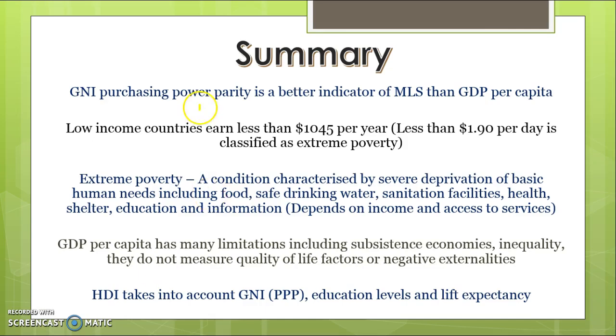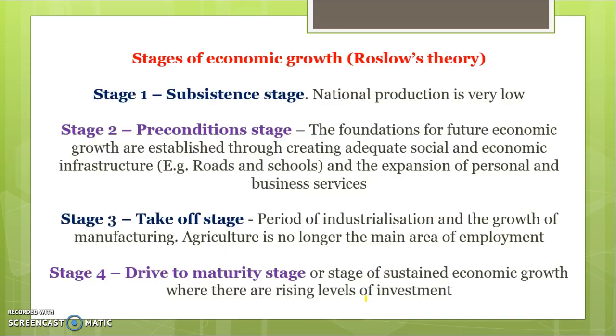Summary: GNI purchasing power parity is a better measure and indicator of material living standards than GDP per capita. It takes into account both the cost of living and foreign remittances. Low-income countries earn less than $1,035 per year, and less than $1.90 per day is extreme poverty. Extreme poverty is characterised by severe deprivation of basic human needs like food, safe drinking water, sanitation, health, shelter, education, etc. GDP per capita has many limitations, which we talked about, and the Human Development Index takes into account GNI, education levels, and life expectancy. Thank you.